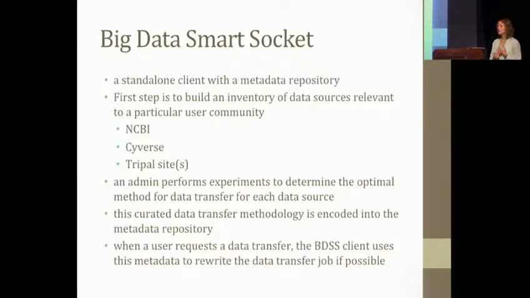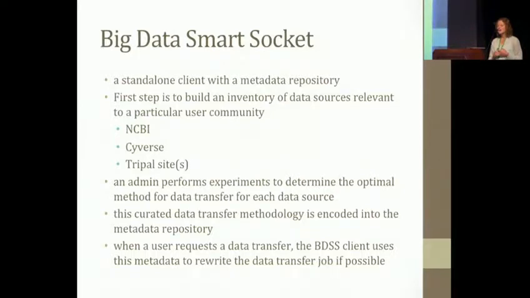So for us, we started with NCBI. We knew that we needed to know how to move data in and out of NCBI quickly. CyVerse is another big target for us. There's a lot of data living there. And our own Tripal sites where we're housing genomes and transcriptomes. So an admin would go in, perform experiments to determine the optimal method for data transfer for each of these data sources. And then this kind of curated transfer methodology is stored in the metadata repository.